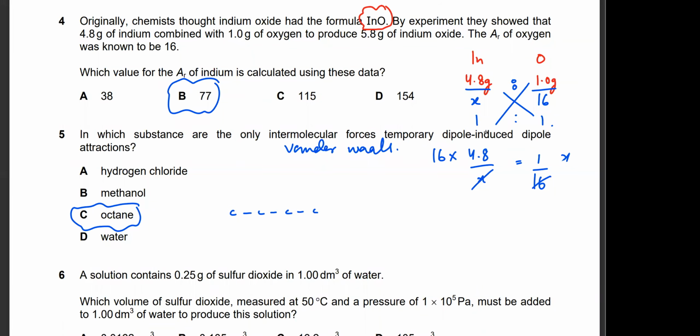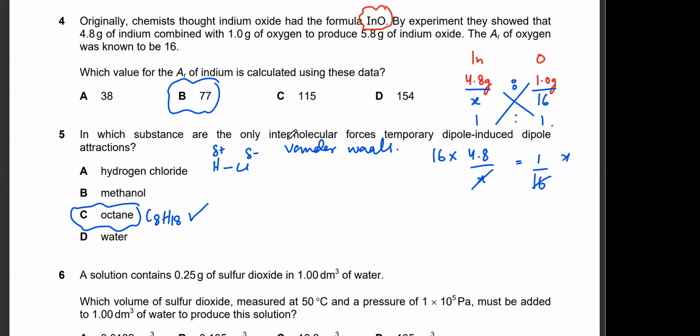Okay, this is octane. Octane is C8H18. So carbon and hydrogens have almost the same electronegativity. So all of them have van der Waals forces, but inside this there's only going to be just van der Waals forces because there is no dipole. The others have dipoles. Like HCl has a dipole. Cl has partial negative and partial positive.